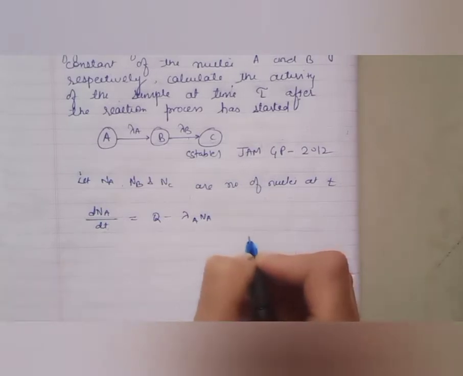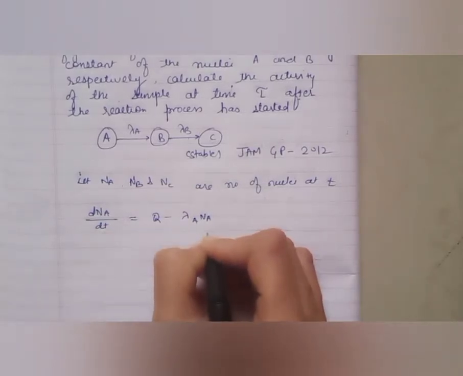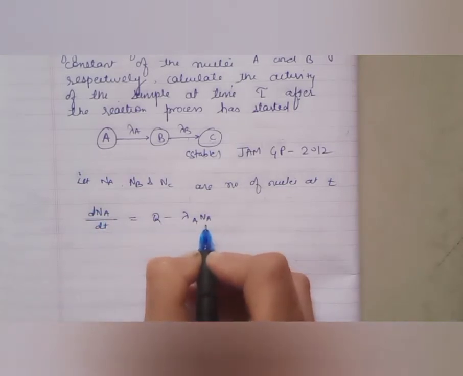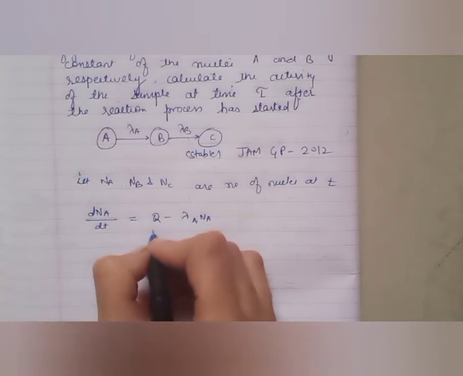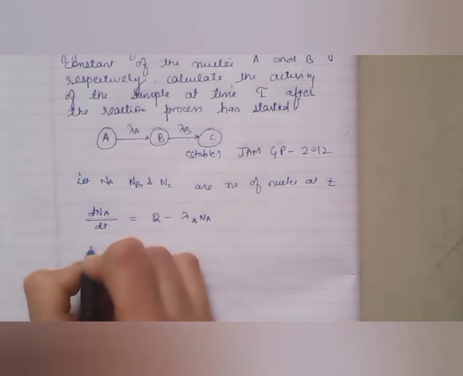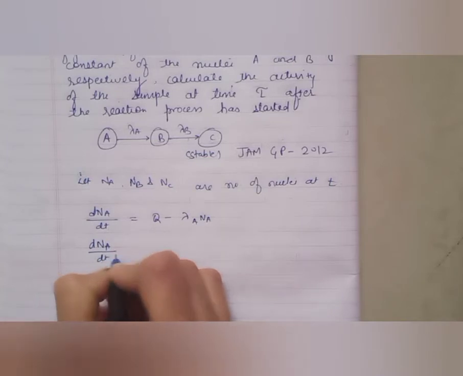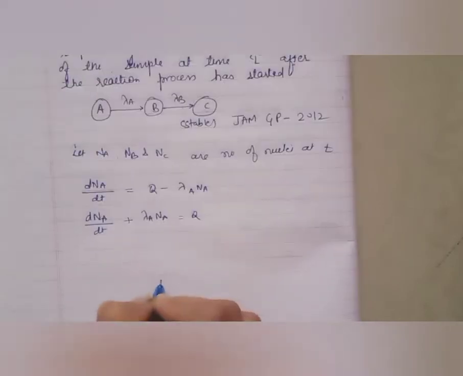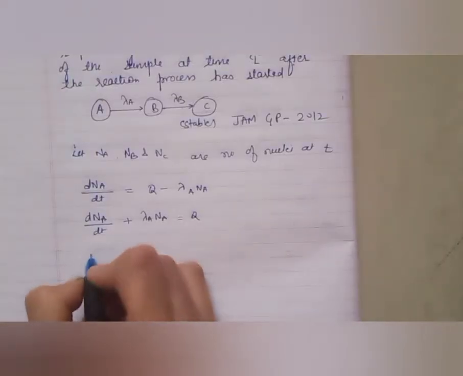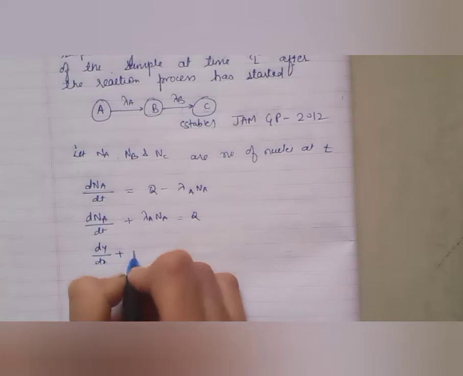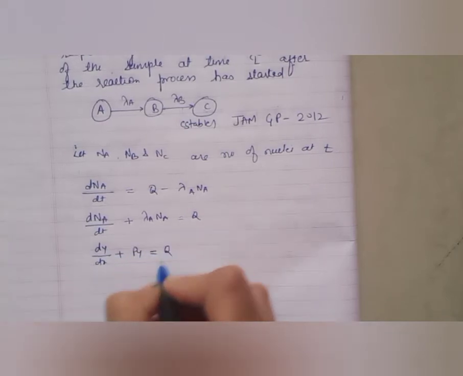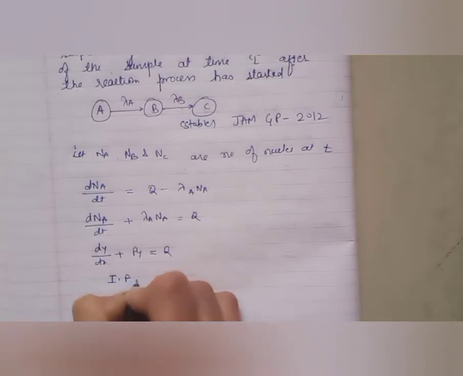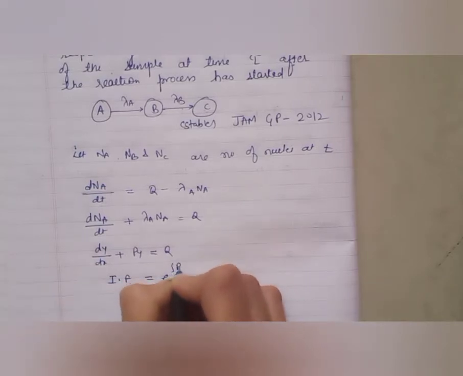So this equation is very important. You should know dNa upon dt equals rate of formation minus rate of decay. Once you have done this, I will shift this lambda A Na to this side. So I will get dNa upon dt plus lambda A Na equals Q. Now this is again a first order differential equation of the type dy by dx plus py equals Q. In such a case, the solution is given by finding the integrating factor. Integrating factor equals e raised to integration of p dx.